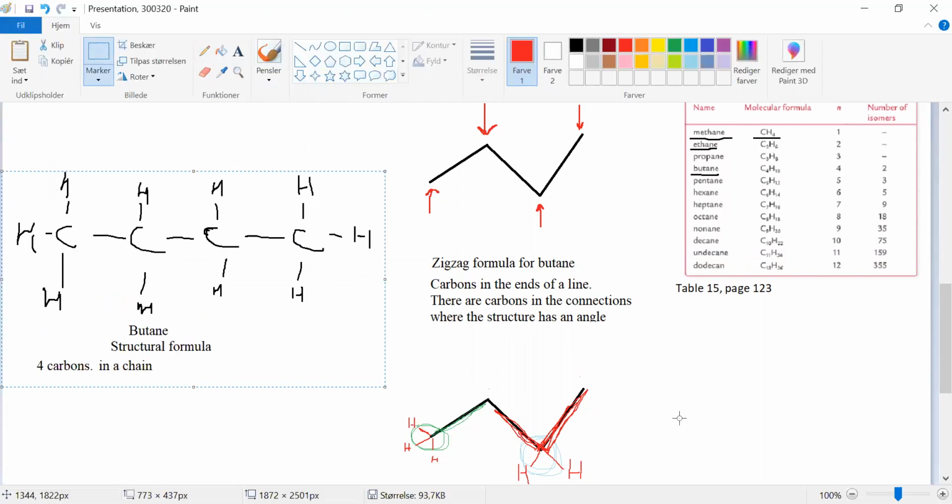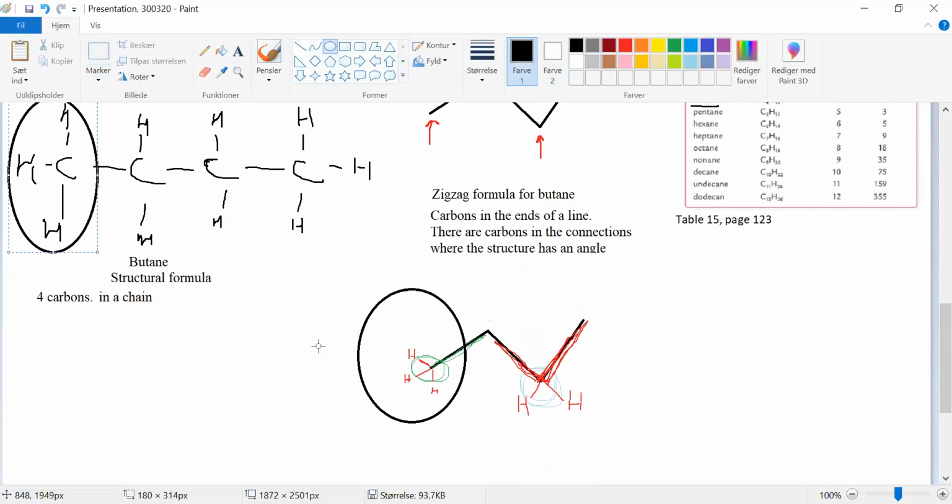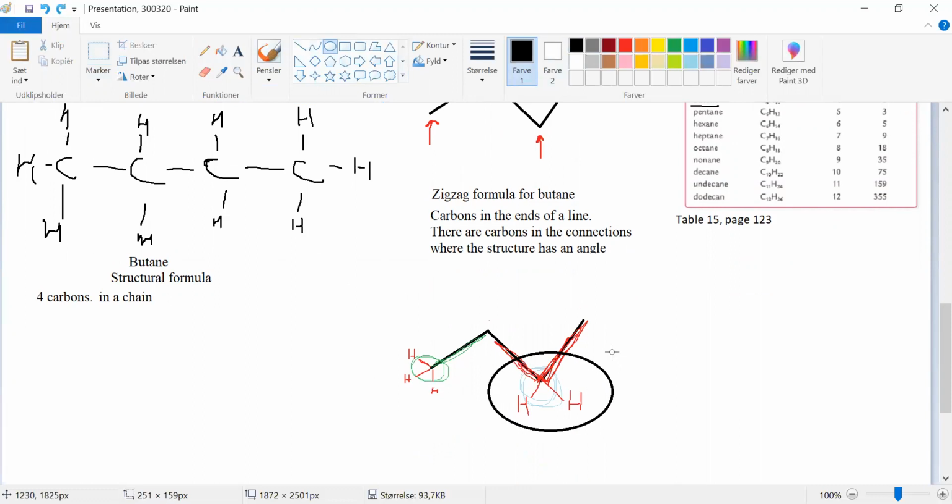We can see that the carbon in the end there is the one that we have here. So there are 3 hydrogens on the carbons at the end, and that fits nicely with both structures. And the 3rd carbon in the central part of the structure is equivalent to the carbon there. Both carbons have 2 hydrogens, so that also fits nicely.